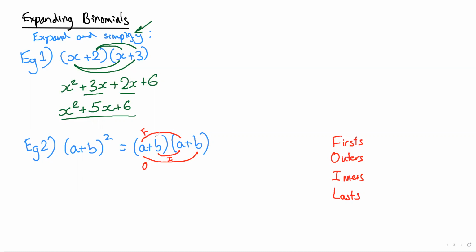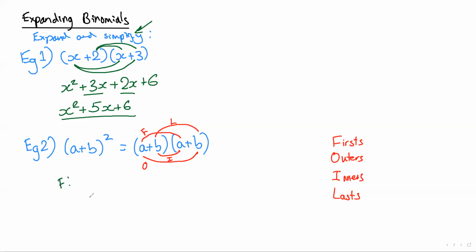And then we have our lasts. And those are the two terms at the end. So those are our lasts. So you can always use that to figure out which ones you have to multiply if this top method is confusing.